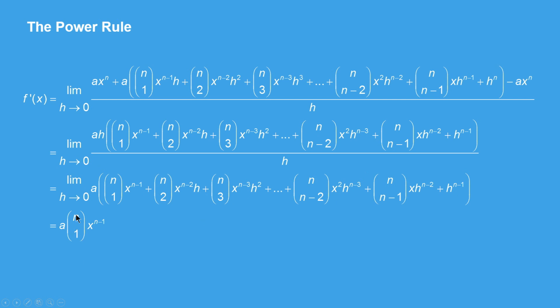Now, n choose 1, this number here, is always n. So there it is. The power rule says that the derivative of ax to the n is anx to the n minus 1. The n drops down in front and the power goes down by 1.